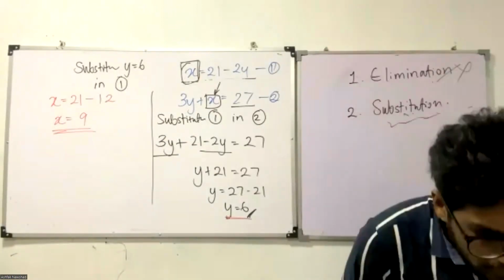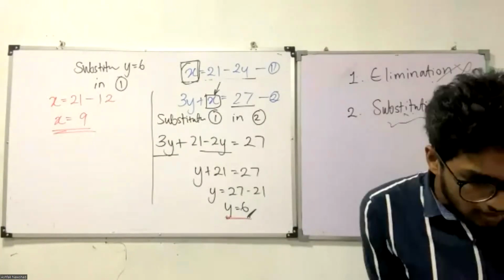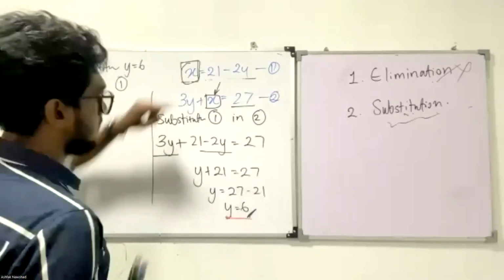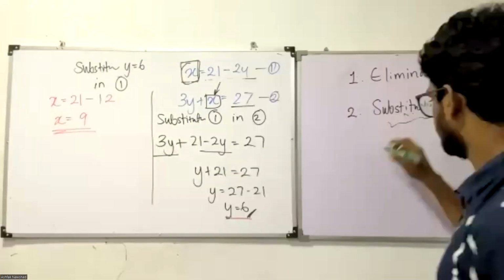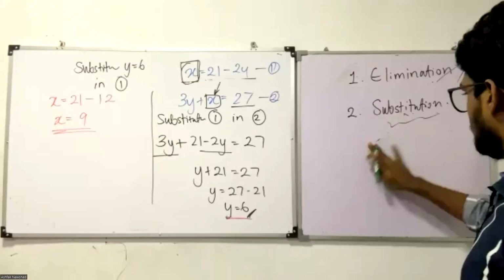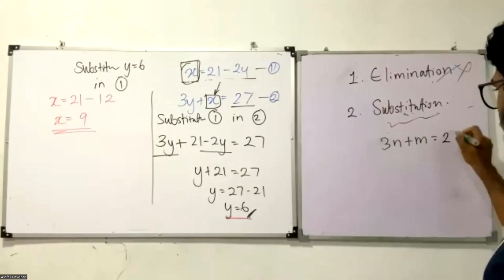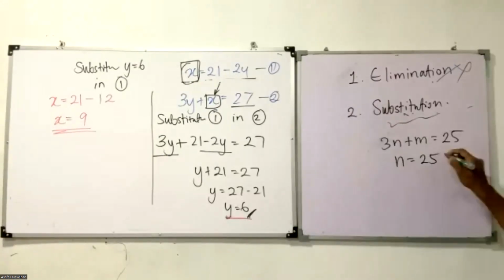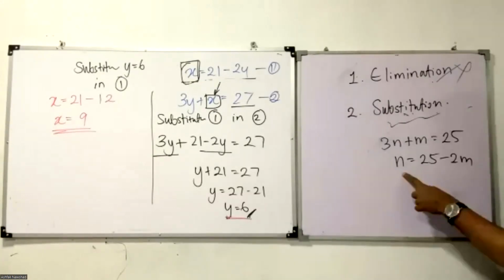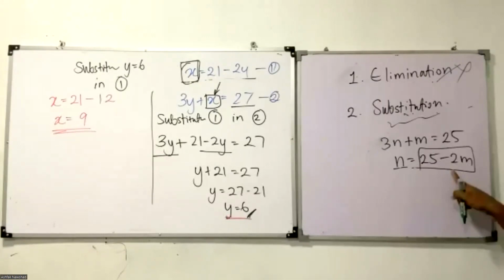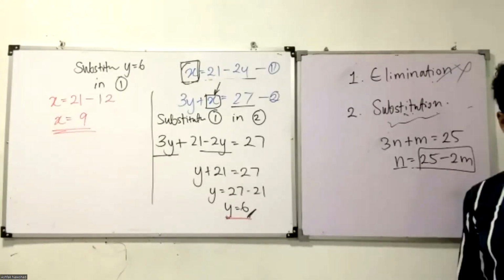If the unknown term came after the equal sign, then we can find it directly. Just like, see, there's an equation 3n plus m is 25, and there's another equation n is equal to 25 minus 2m. See, they have given a value directly for n in terms of m. There's a direct value for n. So we can use substitution in this case. Is that understood?